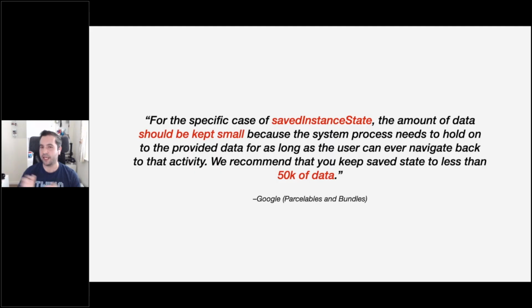And for the specific case of saved instance states, the amount of data should be kept small, because the system process needs to hold on to the provided data for as long as the user can ever navigate back to the activity. So let's say you had an activity and a bunch of navigation in there. When the user returns, you still want to keep that same number in there. So all this is bundled inside the memory.